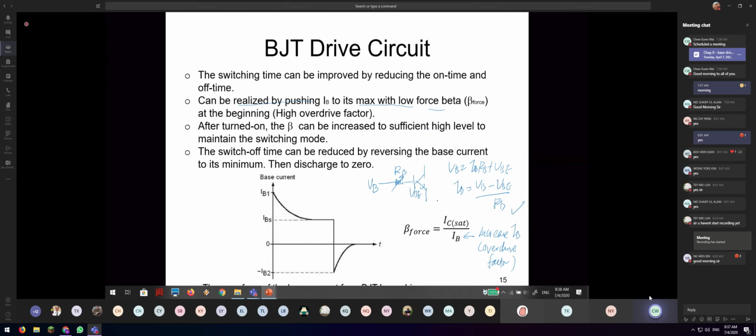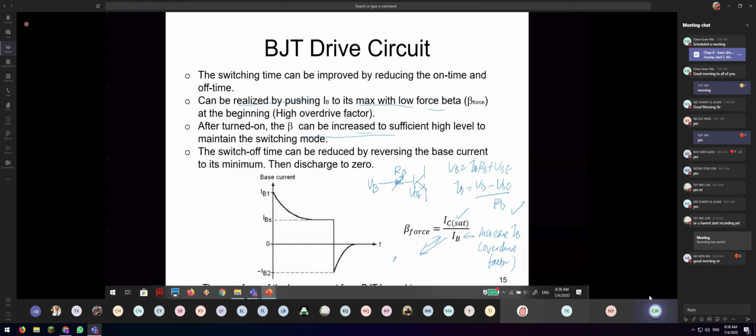Okay, remember that if I increase the IB value, the IC will not change because it's already fully saturated. Okay, so that means I give too much pressure, the push, okay, I push very hard for the BJT to work as a switch, so it can turn on very fast. But after it turns on, the beta can be increased. Beta can be increased means I slowly reduce the IB value. That's why they need some programming inside lah. Yeah, normally it's controlled by the IC chip inside.